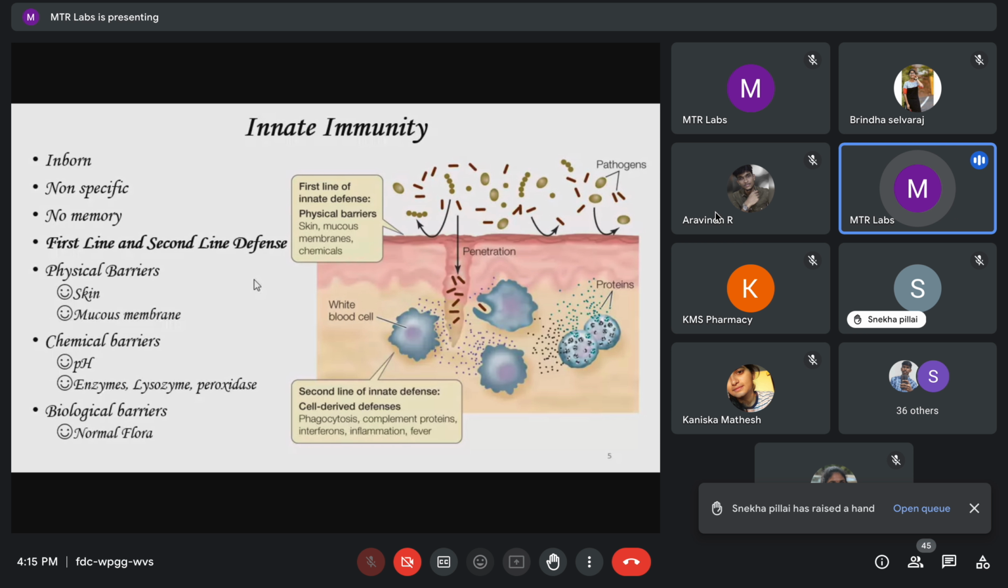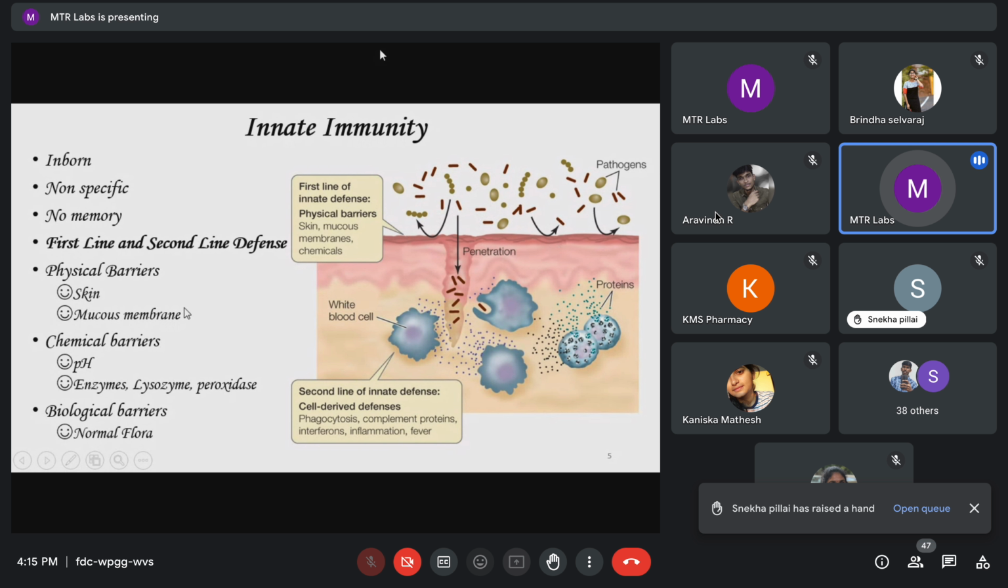So the first line of defense, as I said, is the physical barrier. In the physical barrier, the skin and the mucous membrane play a major role. Skin, as you know, is the largest organ of the body, and it is the major physical barrier. The hair follicles present in the skin trap these pathogens and inhibit further colonization of the pathogens. So the pathogen cannot enter since a trap is already available in the skin.